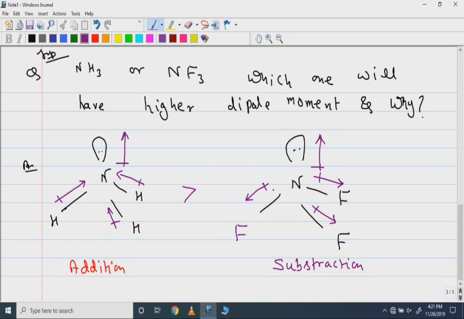Have you got this, guys? Are you feeling comfortable while understanding the concepts of chemical bonding? Guys, this is the backbone of inorganic chemistry. If you are having any doubt, please ask me. Are you clear with the topic till now?